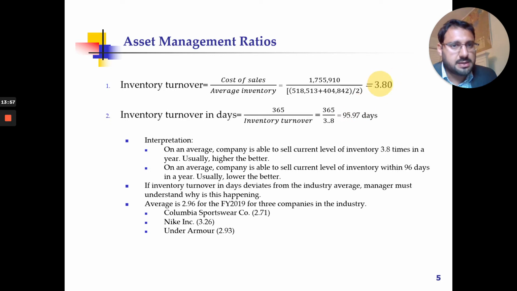Obviously, if the turnover number is high, in the denominator we get a bigger number, and in the numerator we have the same 365. So the lower this number, meaning if they are taking fewer days to sell their current level of inventories, this is actually desirable. But again, sometimes window dressing is done.